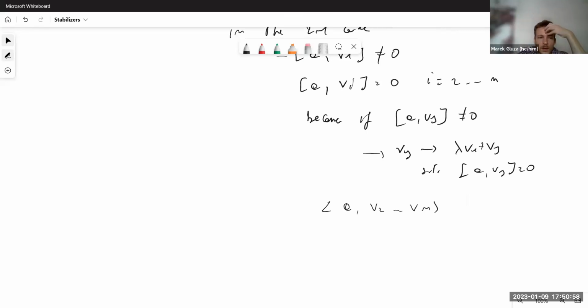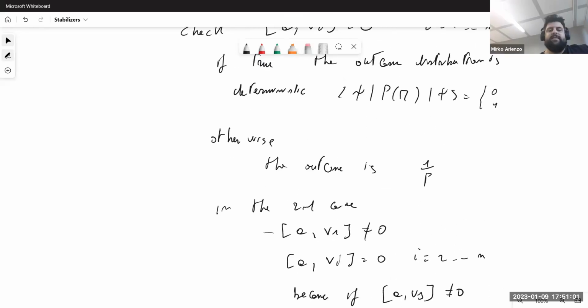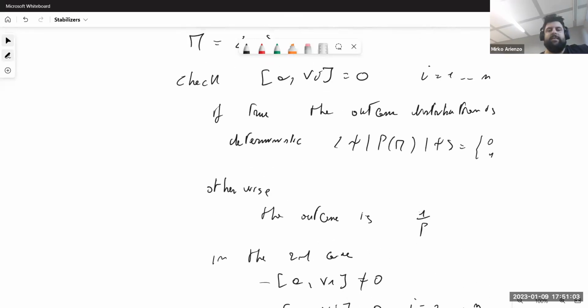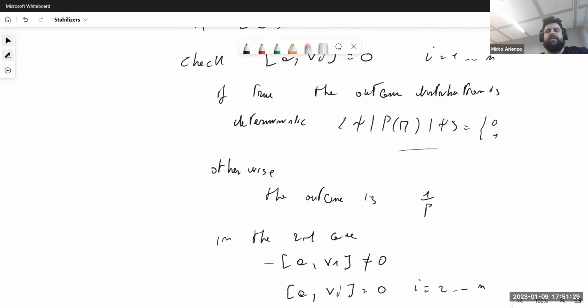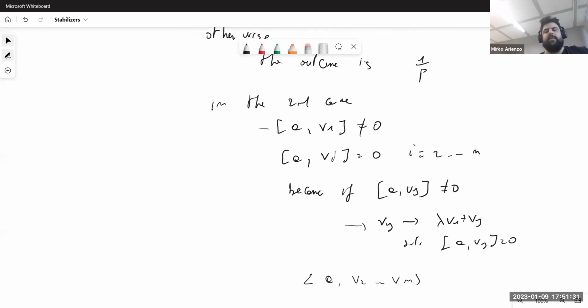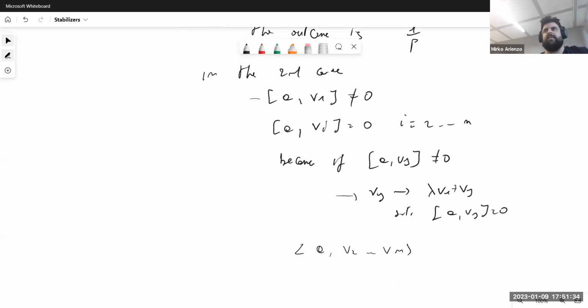The thing is that in the first case, you don't have to do this update because A is commuting with all the basis vectors. And in principle, if you want to know the outcome, you have to evaluate the character, but this is done in linear time. Similarly here, the update is slightly more costly, but still it's done in polynomial time anyway.